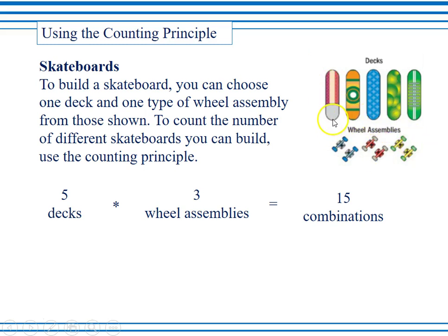So for each deck, there are 3 possibilities. 3, 6, 9, 12, 15 total possible combinations. You can build 15 different skateboards.